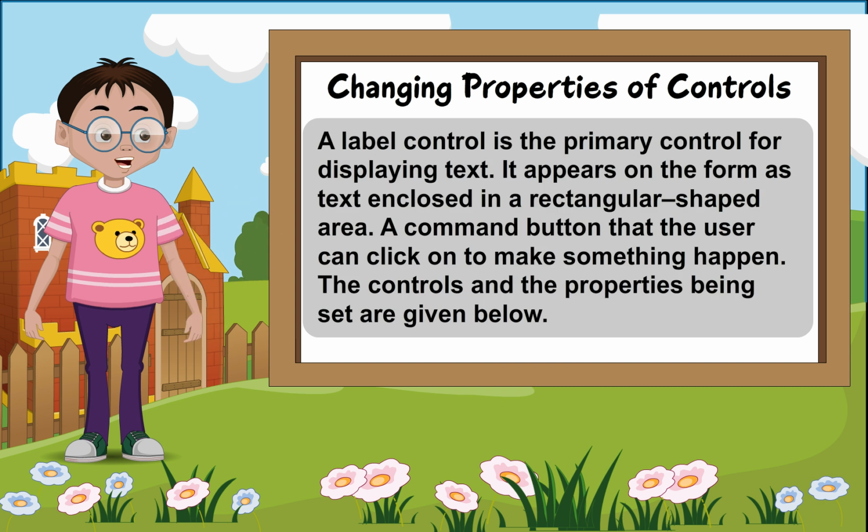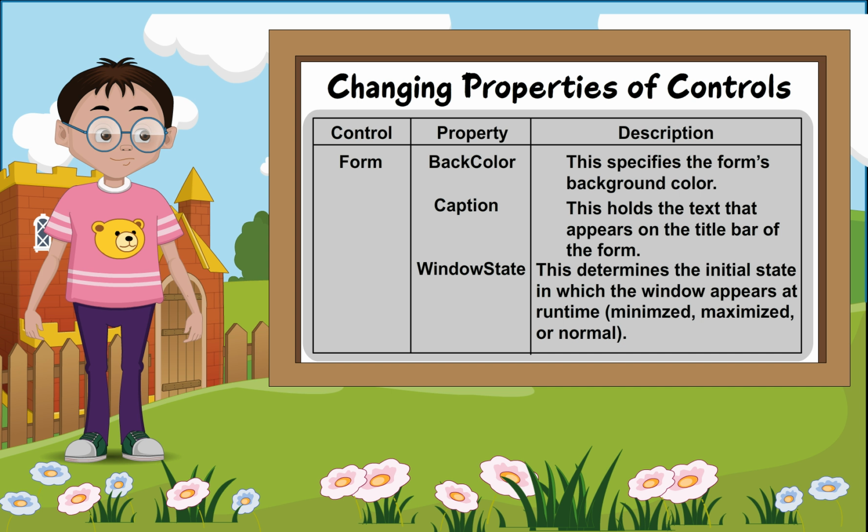A label control is the primary control for displaying text. It appears on the form as text enclosed in a rectangular shaped area. A command button is a button that the user can click on to make something happen. The controls and the properties being set are given below.